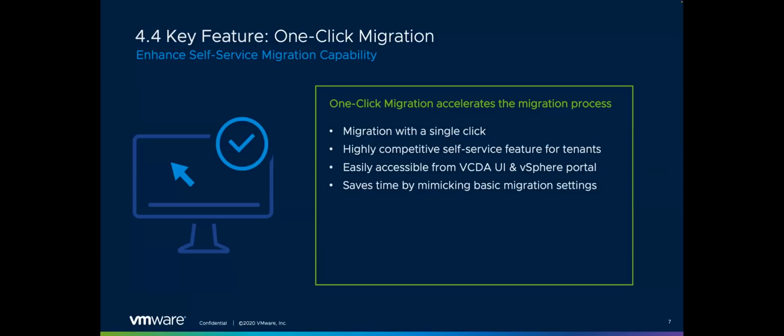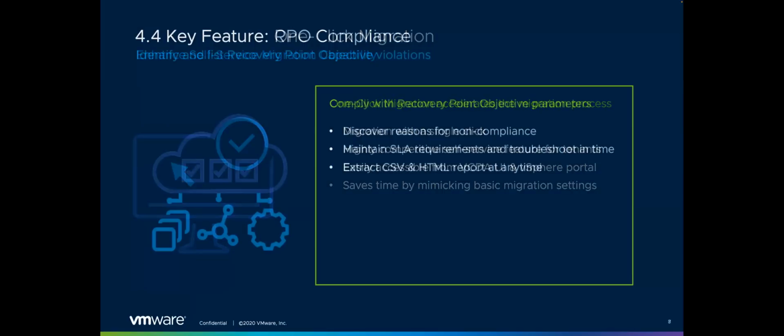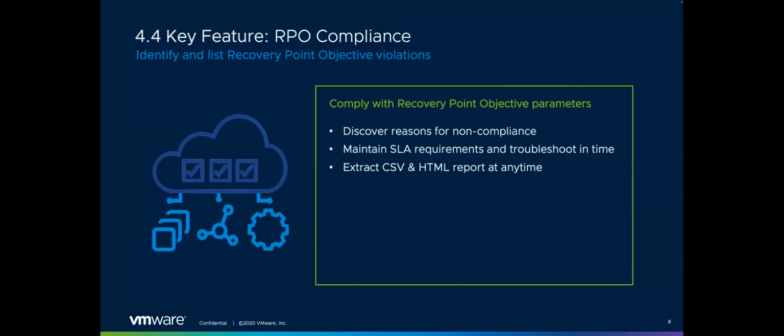So up next, we've also got RPO Compliance. With the 4.4 release, RPO Compliance reports are offered for troubleshooting in relation to cloud provider and tenant recovery point objective parameters. The report identifies if cloud providers and tenants are in compliance with predefined RPO parameters and discovers the reasons for their non-compliance as well. RPO compliance reports can be extracted in HTML and CSV format. However, please note that the compliance report should not be offered as a service. They should only be used for troubleshooting or monitoring.